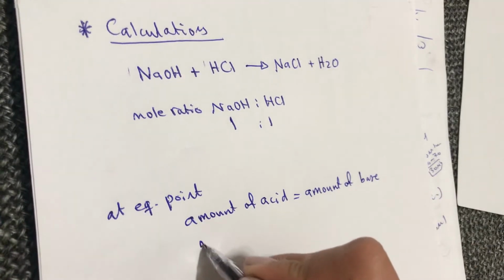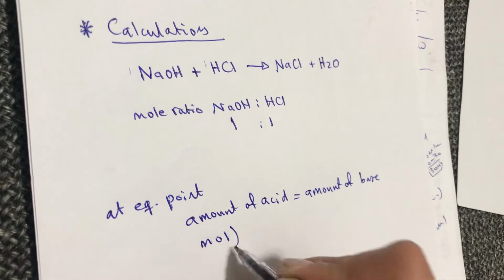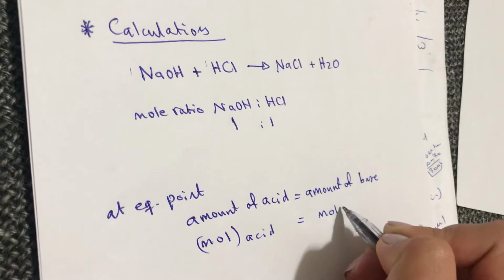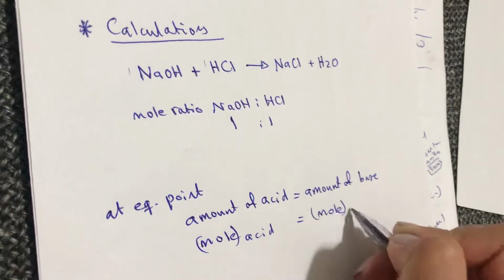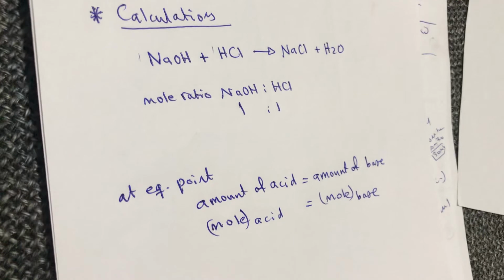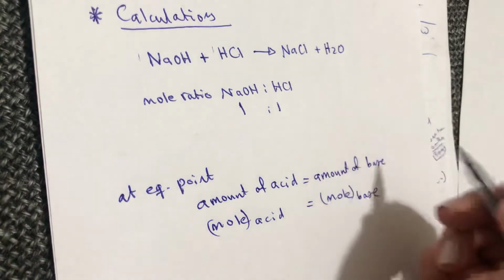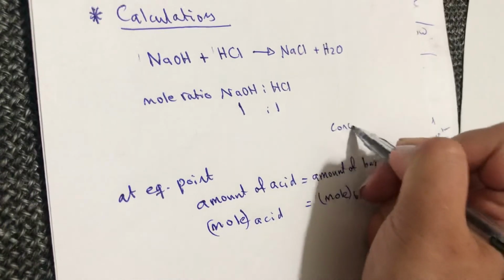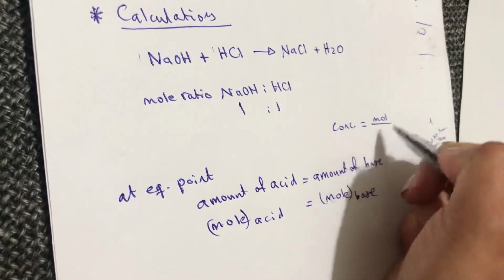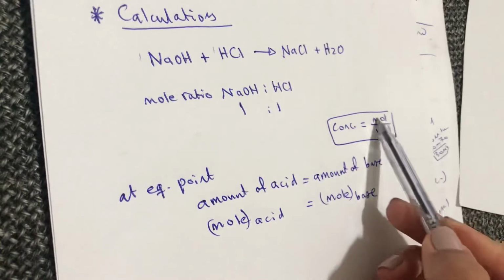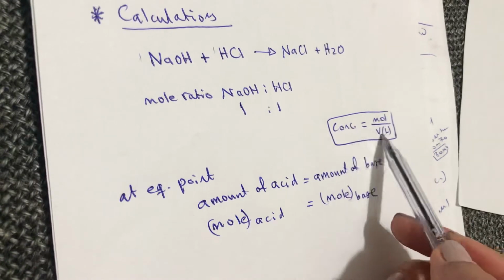So the number of moles of acid equals the moles of base. We use concentration, and we know the volume. So how do we convert moles to concentration and volume? If you remember from the first semester, concentration equals moles per volume in liters. So moles equals concentration times volume.